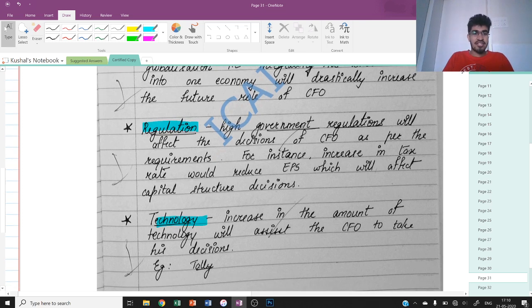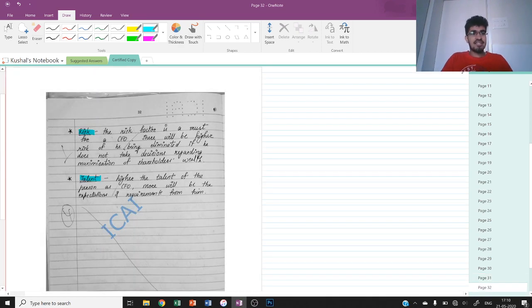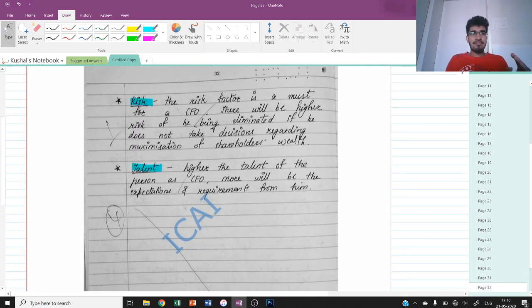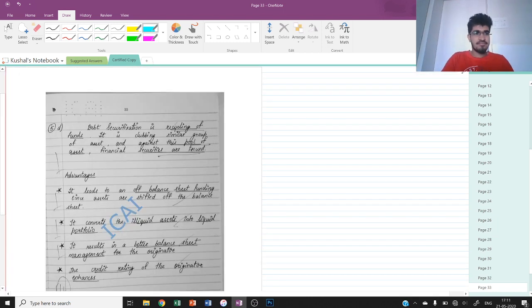If you know the definition of technology, just write it and write that this is going to affect his future decisions. Write technology, write risk and talent. Just remember the keywords. Once you remember the keywords, it would be very easy for all of you to explain it in your own words. You know the general English meaning of risk, of talent. Once you write it in your own words, trust me, you are going to score full marks in this question also. So I was able to score 4 out of 4 marks in this question as well.